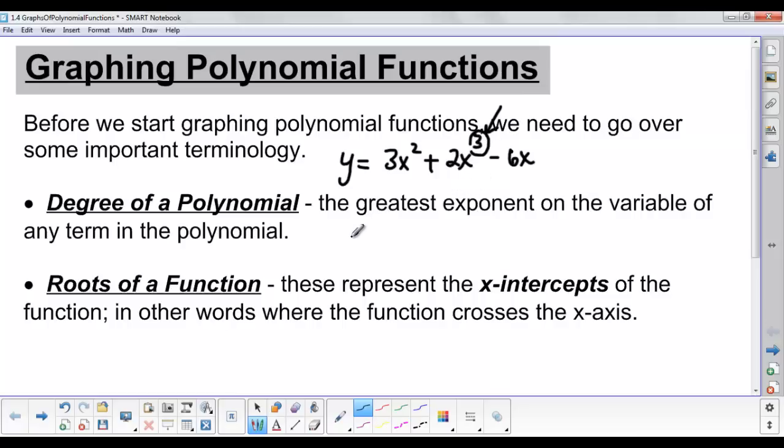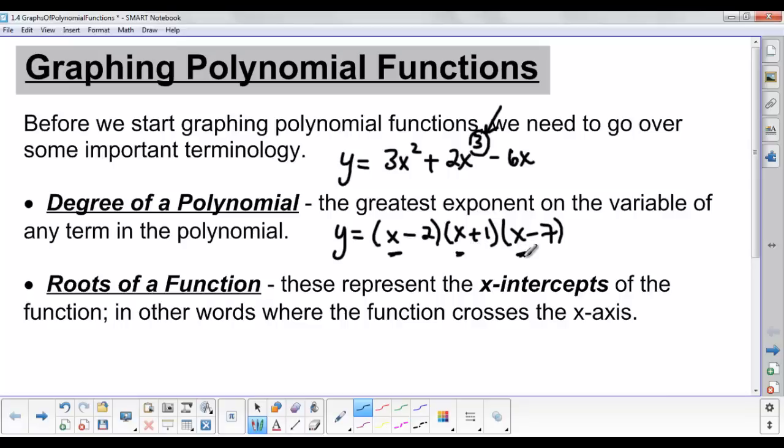Even when you have functions that aren't quite as obvious, let's say in factored form, (x minus 2)(x plus 1)(x minus 7), again, I know that the degree here is also 3 because if I did the expansion, eventually I'd end up with an x cubed term.